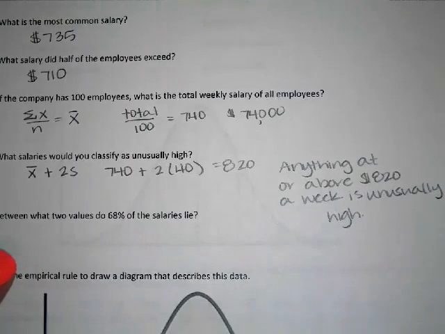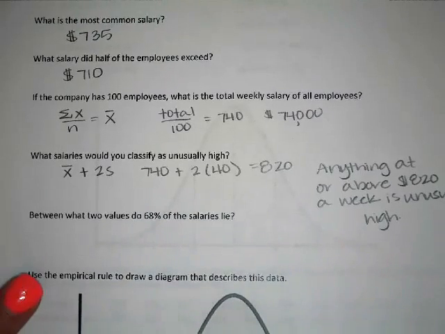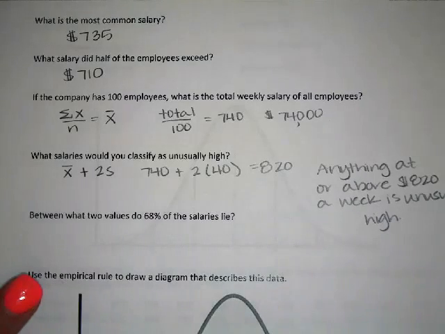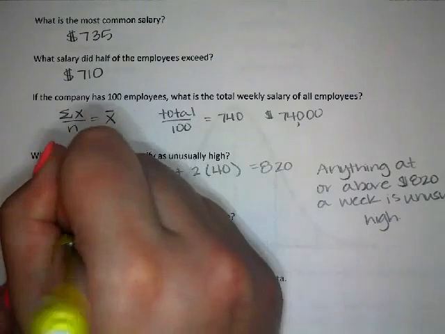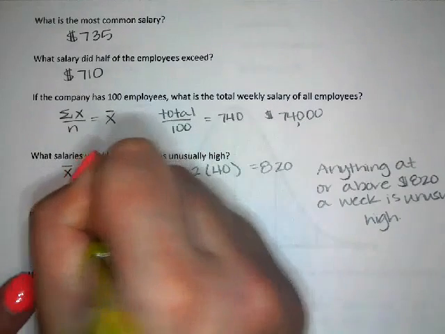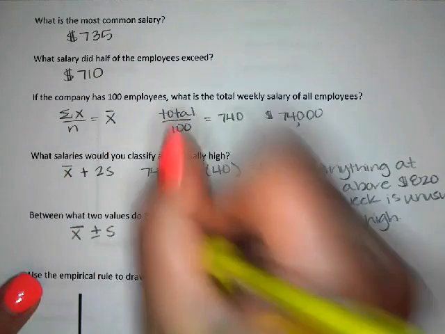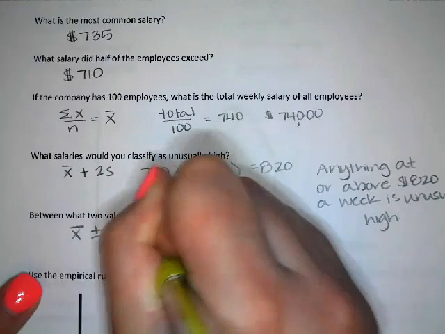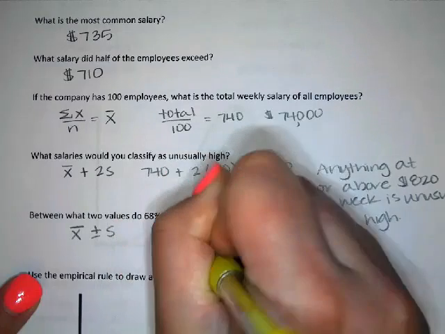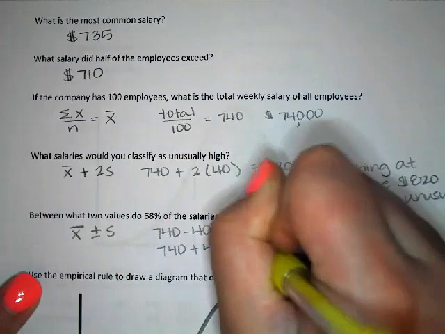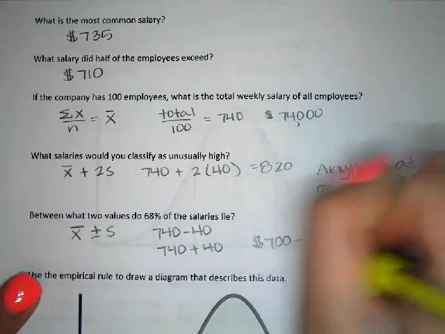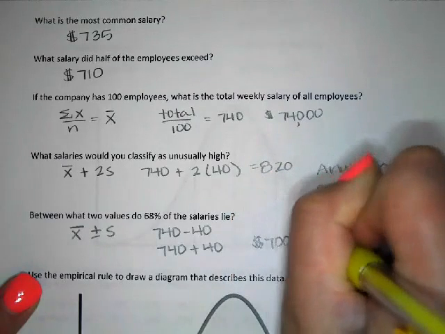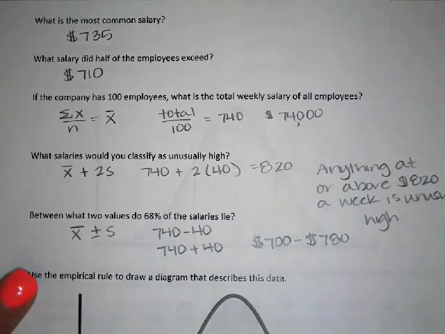Between what two values do 68% of the salaries lie? So this is the mean plus or minus 1 standard deviation. So the mean minus a standard deviation, the mean plus a standard deviation. So that's going to be $700 a week to $780 a week. 68% of the data is between those two salaries.